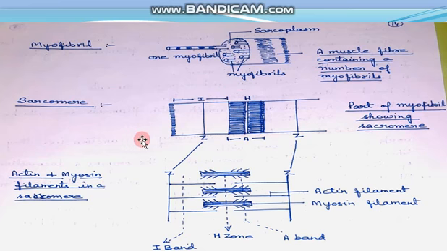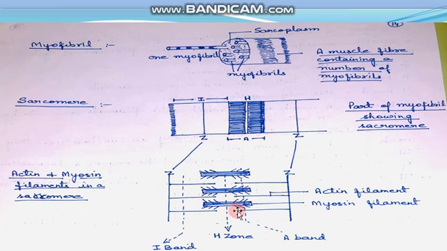So from one Z to the next Z, this portion is known as one sarcomere, which is the main contractile unit. So here one sarcomere is seen. So this is the Z line. Z line is the dark line in the center of the light band, because here the actin filaments meet. So this is a Z line, this is a Z line.